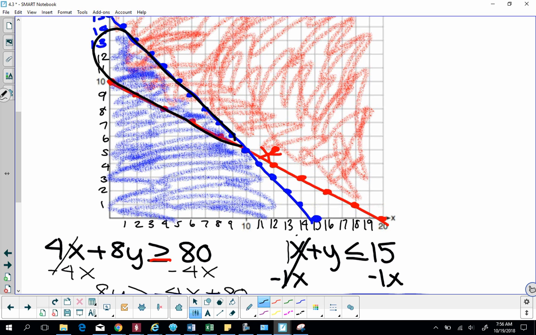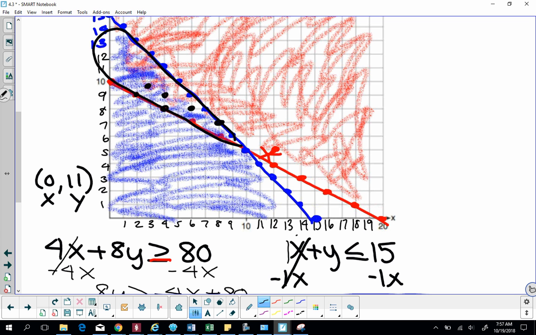Yes, and so what that means, 0, 11, we defined X as your hours babysitting and Y as your library hours, right? So if she did just 11 hours working as a library assistant, it would satisfy both those inequalities. She would be working less than 15 hours, and she would be making at least $80. So any of these points in here, and they can touch the line, would satisfy that example.